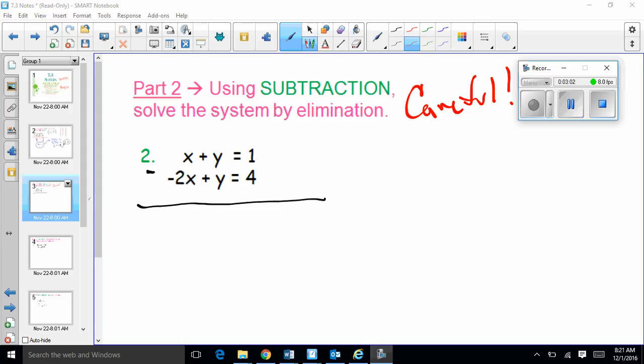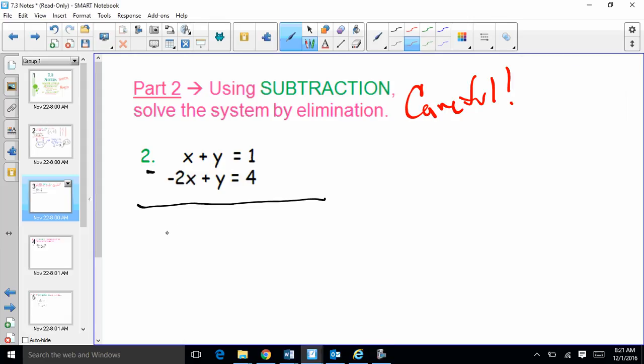So be careful here. I'm actually going to subtract a negative 2x. So here I'm subtracting a negative 2x. That means I'm adding 2x. This makes 3x here. Then y minus y makes 0, so that cancels out. And then 1 minus 4 makes a negative 3. Again, look how simple this is now. I divide by 3 on both sides, and x equals a negative 1.